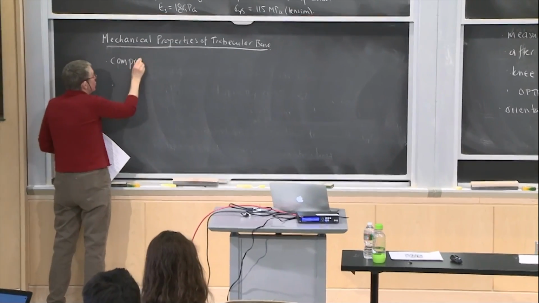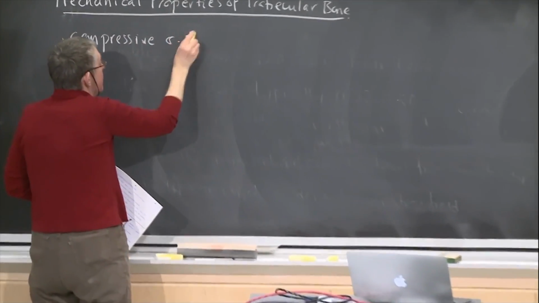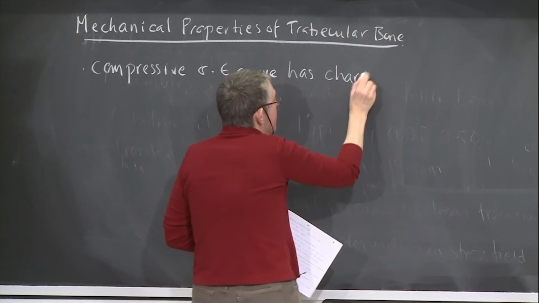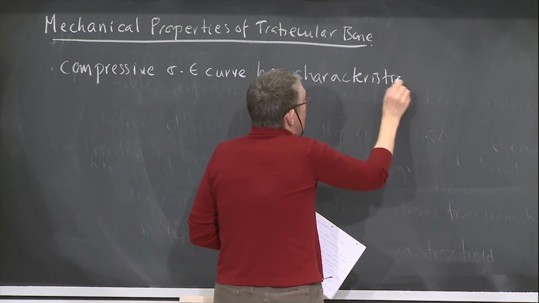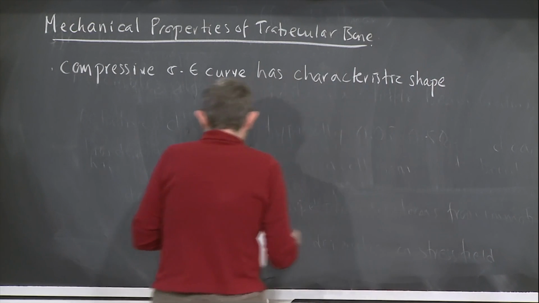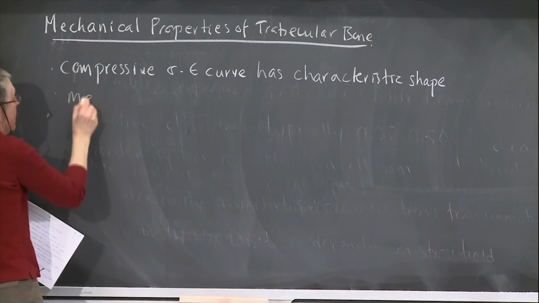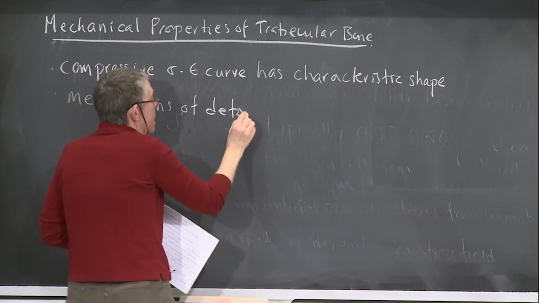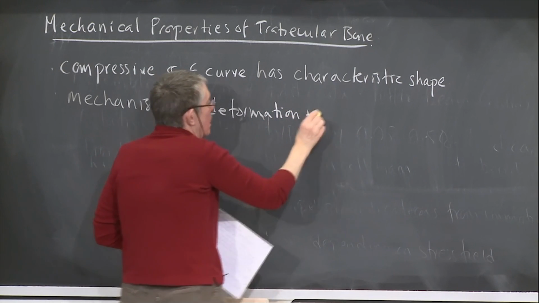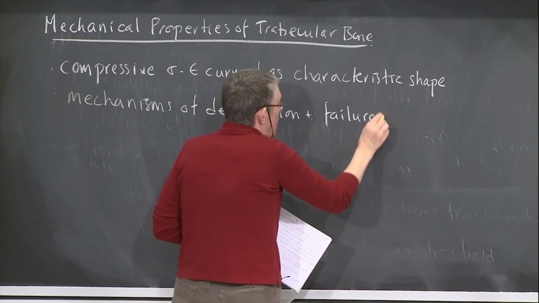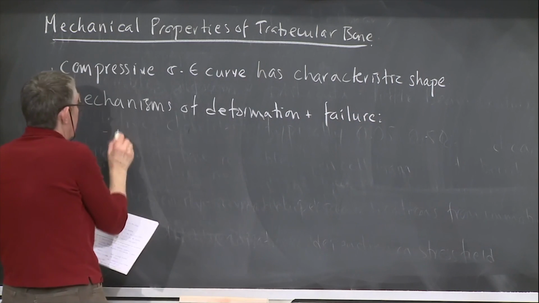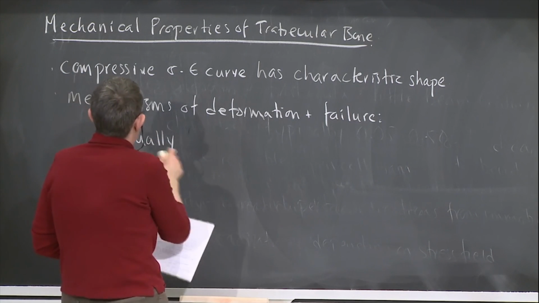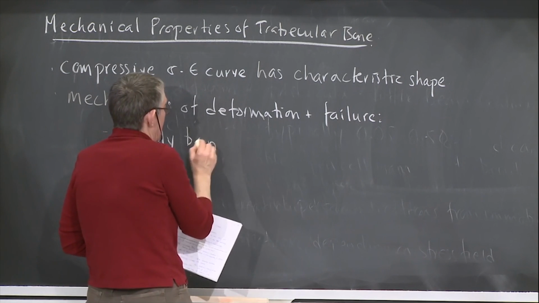So we'll say the compressive stress strain curve has the characteristic shape of cellular solids. And the mechanisms of deformation and failure, usually there's bending followed by inelastic, or plastic, buckling.